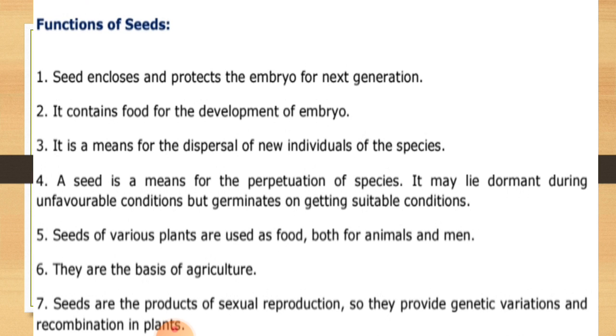Seeds are the product of sexual reproduction, so they provide genetic variations and recombination in plants. Genetic variation and recombination in plants depend upon the seed. It also forms the next generation of plants. So seed is very important from the point of view of agriculture and plant development.